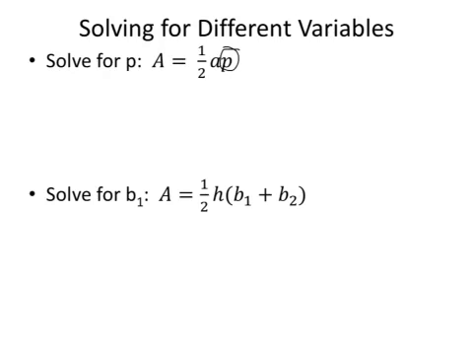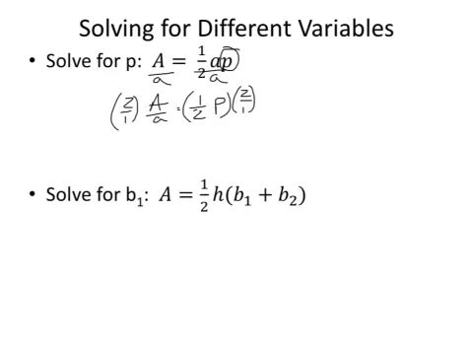We want to get p by itself, which means we have to divide by little a, right? And then we have big A over little a equals 1/2 times p. Now p still isn't by itself. But if I multiply both sides by 2, which is the reciprocal of 1/2, then 1/2 times 2 is just 1, and I have p by myself. So p should equal 2 times my area divided by the length of my apothem. So that's how we do that.